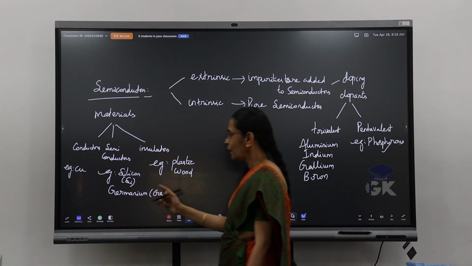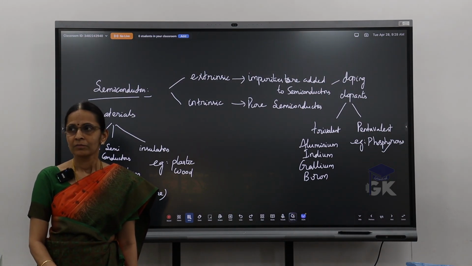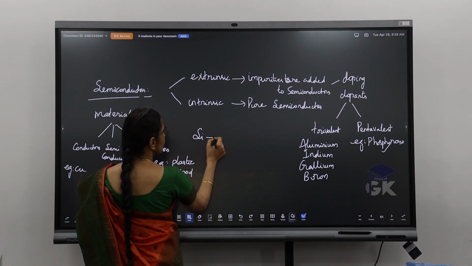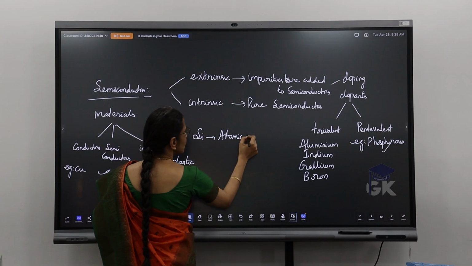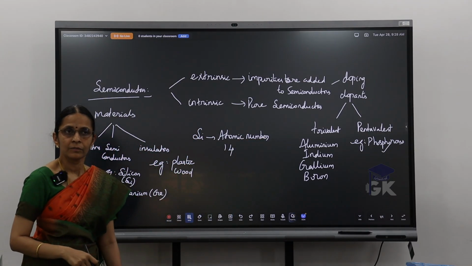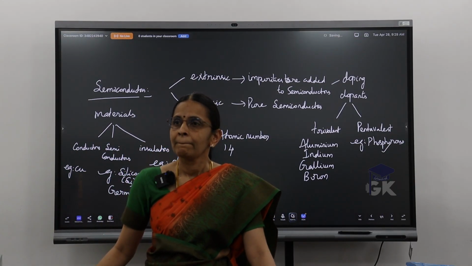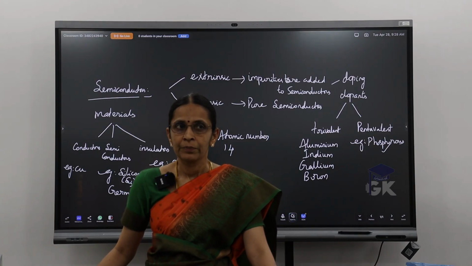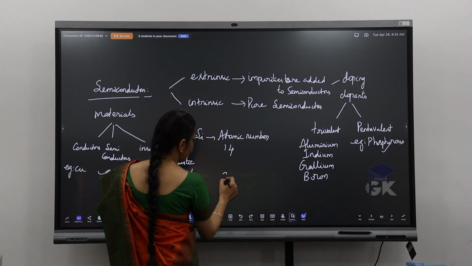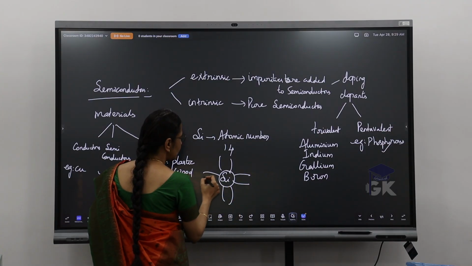Now this silicon, anybody who knows the atomic number of the silicon compound? 14. It's going to be 14. So silicon, if I take, the atomic number is 14, right? And how many electrons will be there in the outermost shell? 4. It will have 4 electrons in its outermost shell. So I'll have the compound in this fashion. You would have seen in your books where silicon will be given like this.